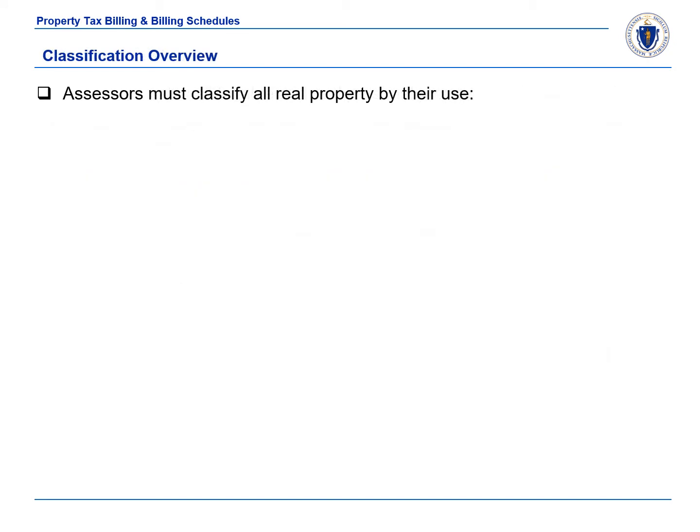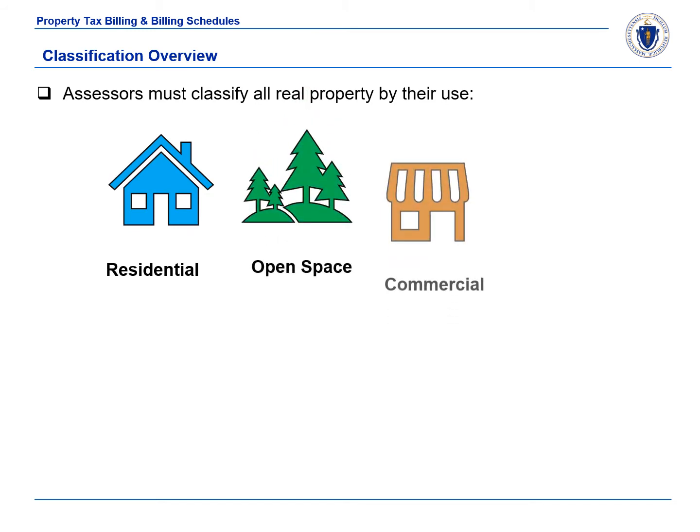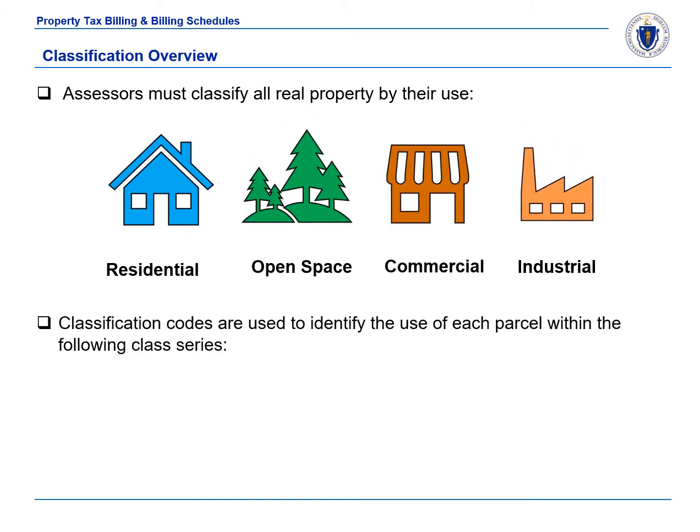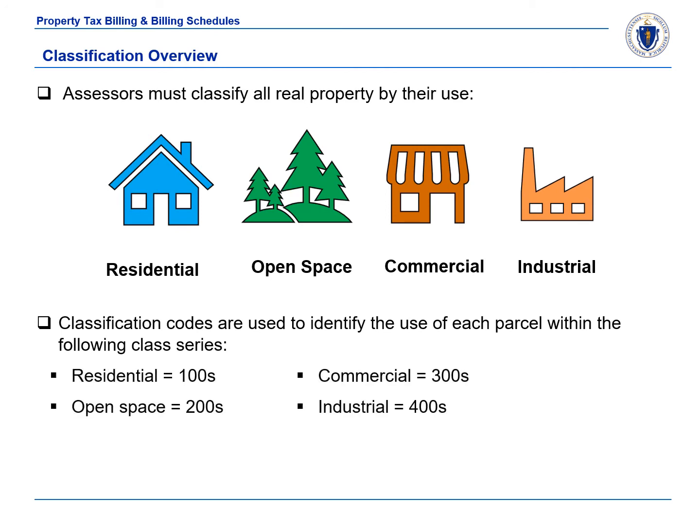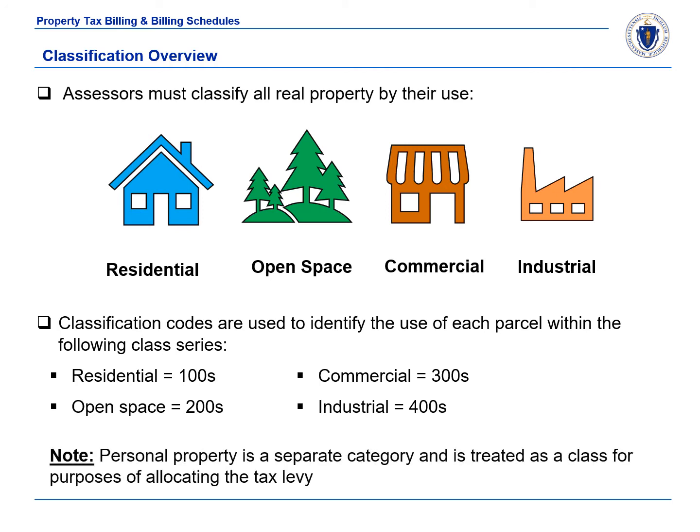Assessors must also classify all real property by its use as of each January 1st per Massachusetts General Law, Chapter 59, Section 2A. The four classes of real property are residential, open space, commercial, and industrial. The classification codes are used to identify the use of each real estate parcel. For example, residential is classified within the 100 series, open space within the 200 series, commercial within the 300 series, and industrial is within the 400 series. Please note that personal property is a separate category and is treated as a class for purposes of allocating the tax levy.